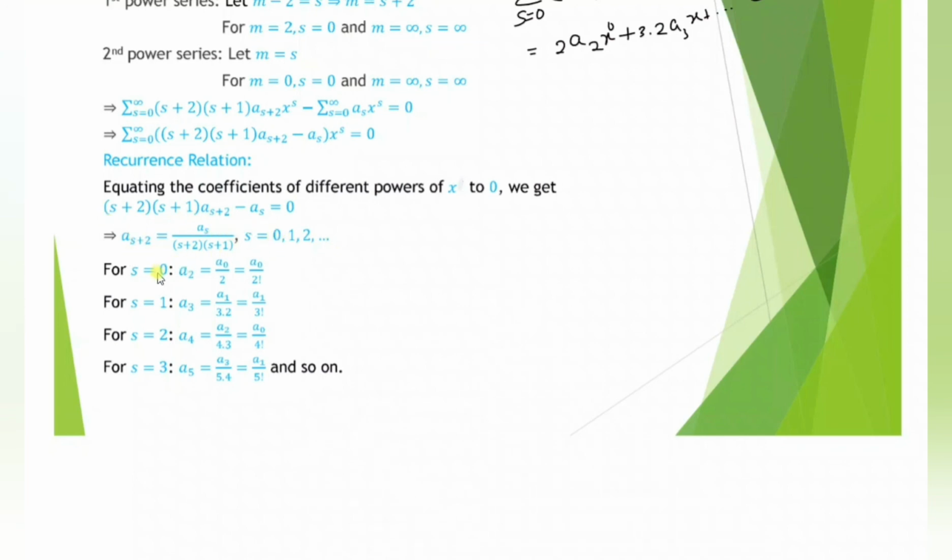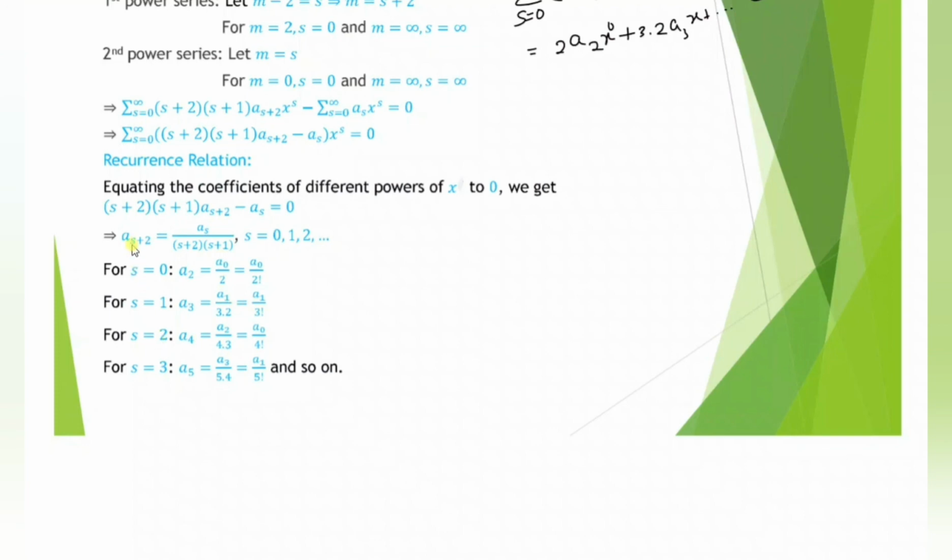अब क्या करेंगे, s equal to 0 पुट करेंगे। s equal to 0 पुट करने से a2 equal to a0 upon 0 + 2 into 0 + 1. This is 2 into 1, which is 2 factorial. For s equal to 1, a_{1+2} is a3 equal to a1 upon (1 + 2) is 3, (1 + 1) is 2. This is equal to a1 upon 3 factorial.